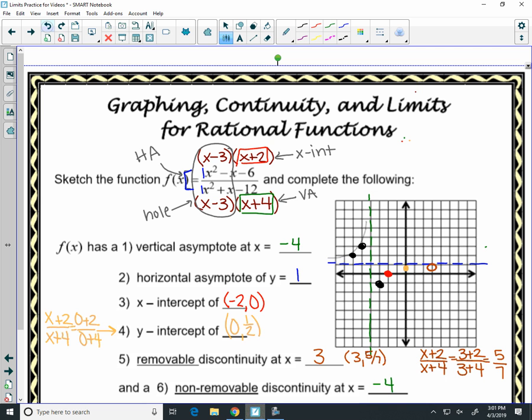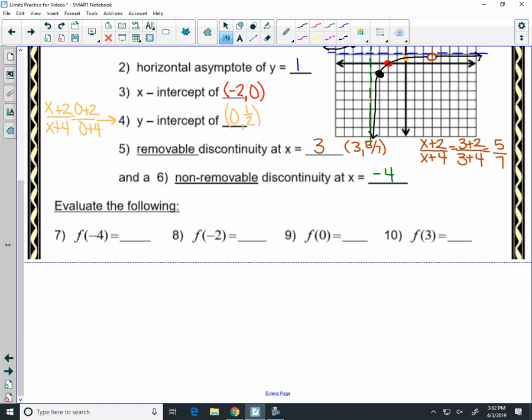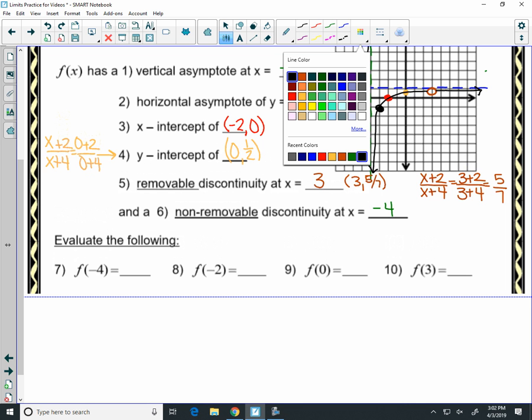Feeling good about our function here. All right. That's more than a sketch there. We plotted those points. It's looking good. All right, let's see if we can evaluate the following. F of -4. So what is y when x is -4?